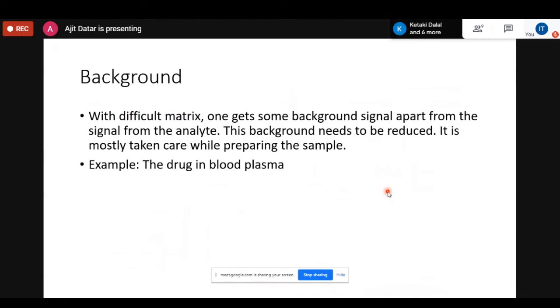This background needs to be reduced, and it is mostly taken care of while preparing the sample. So your sample preparation has to be good, and in such a way that you get rid of the matrix and you concentrate your sample. An example could be the drug in blood plasma.